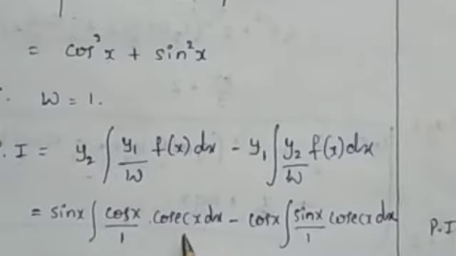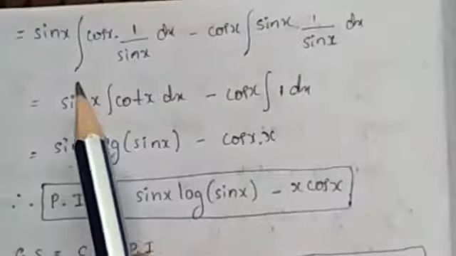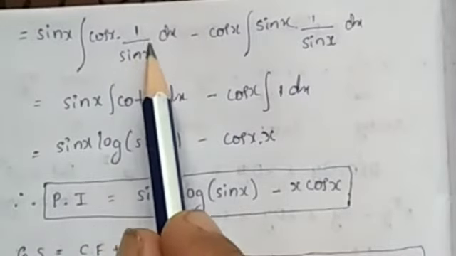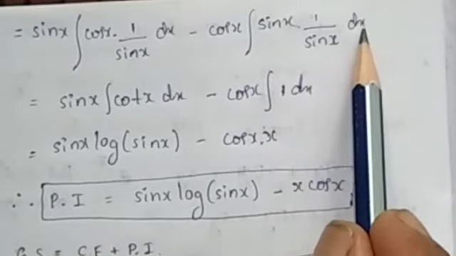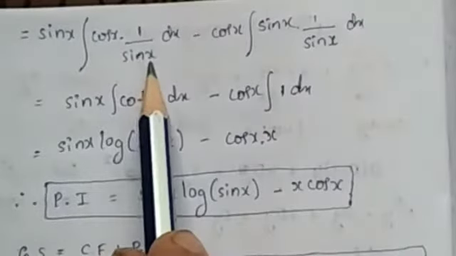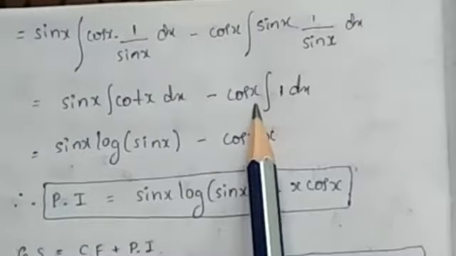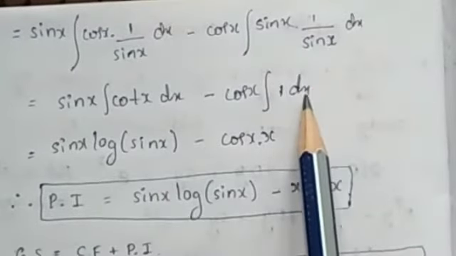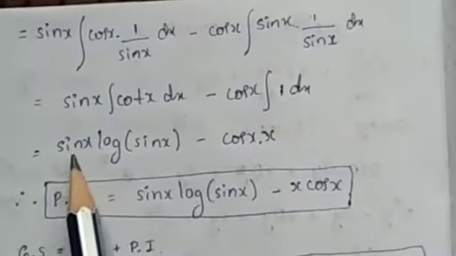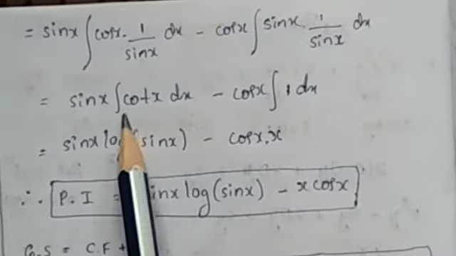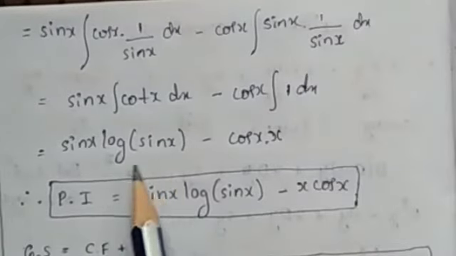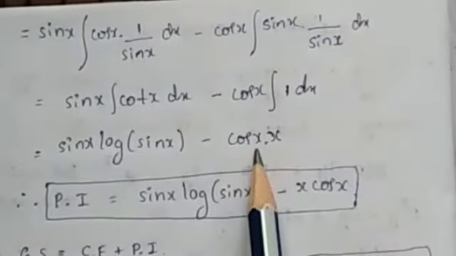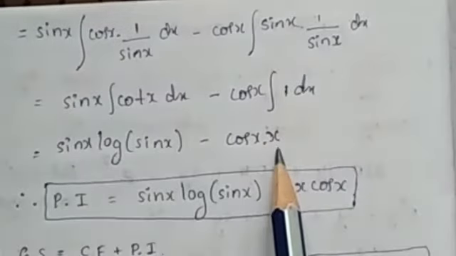Cosecant x can be written as 1 by sin x. Then you get sin x integration of cos x into 1 by sin x dx minus cos x into integration of sin x into 1 by sin x dx. Cos x by sin x is cot x dx. Minus cos x: sin x gets cancelled, you get 1 dx. So this equals sin x into integration of cot x. Integration of cot x is log of sin x. So log of sin x minus cos x. Integration of dx is x.